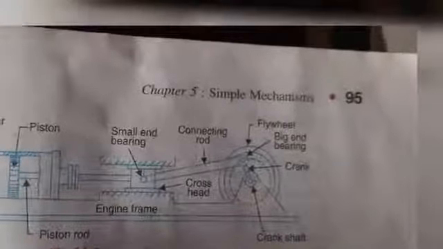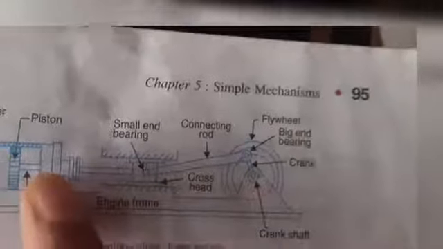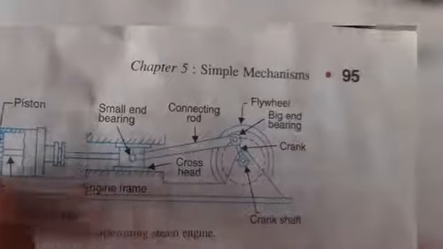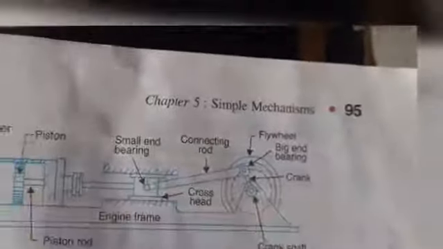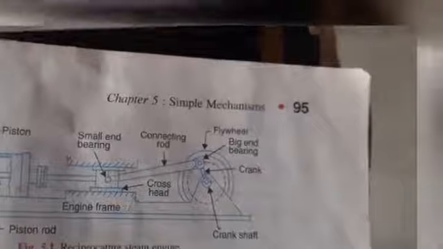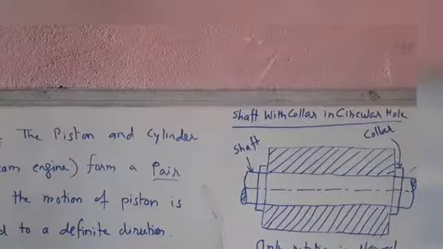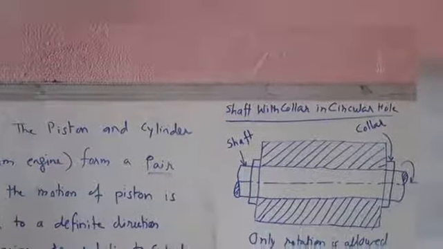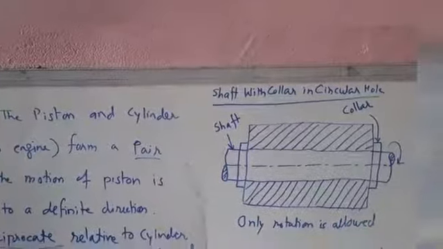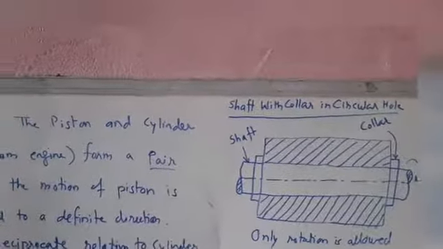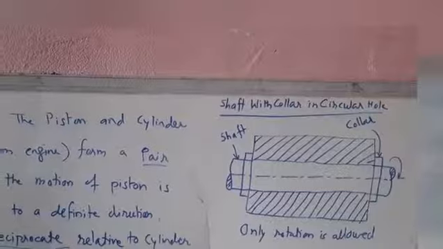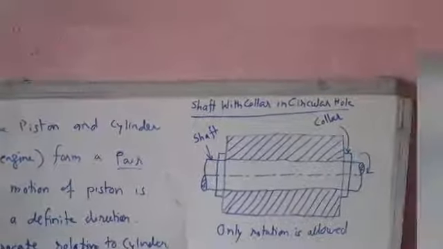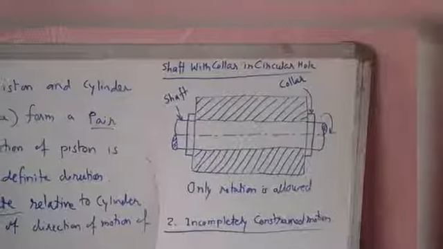Here is the piston and cylinder arrangement. The piston can only reciprocate inside the cylinder, so only a single motion is allowed. This is the main example of this type of completely constrained motion. In the shaft with collar only circular motion is allowed, and in the square hole and square bar only reciprocating motion is allowed.